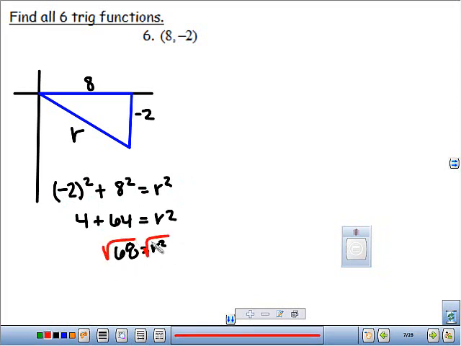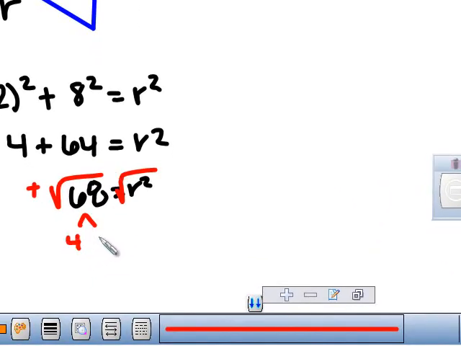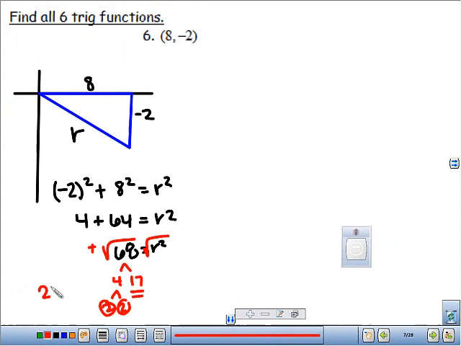I'm finding r, so I'm definitely going to use the positive, but I can factor this. Okay, so 68, it doesn't really matter what you start with. You can keep going. 68 is divisible by 4. It's 4 and 17. And the 17, the only factors are 1 and 17. That's a prime number. But 4, you can go to 2 and 2. So I have this pair that can come out. 17 has to stay under. So it's 2 square root of 17.